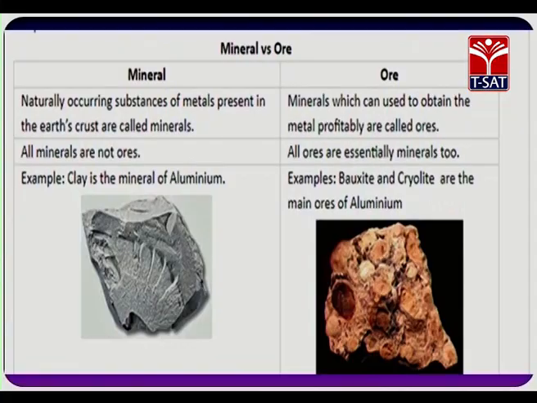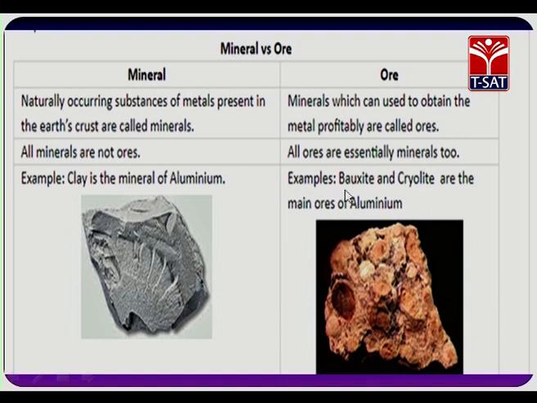Let us see some examples. Clay is the mineral of aluminium. Bauxite and cryolite are the main ores of aluminium. If you see this picture, this clay has aluminium, but you cannot extract aluminium in large quantity profitably. You cannot extract aluminium from clay. So, clay is a mineral, but it is not an ore.